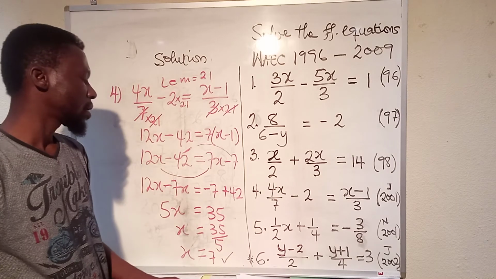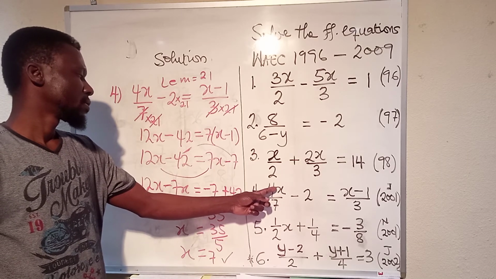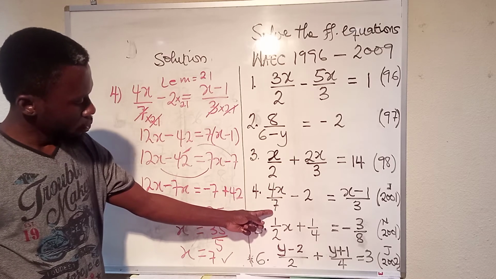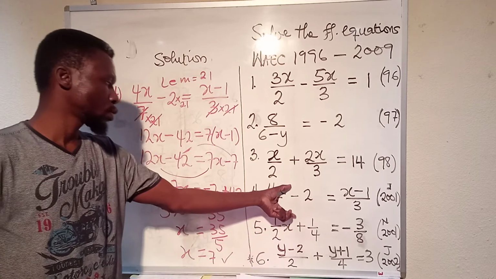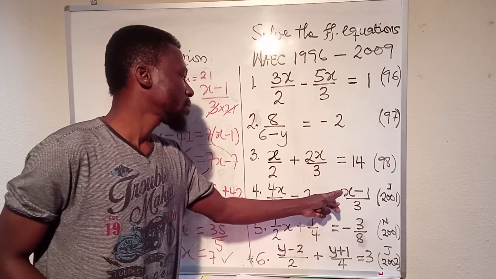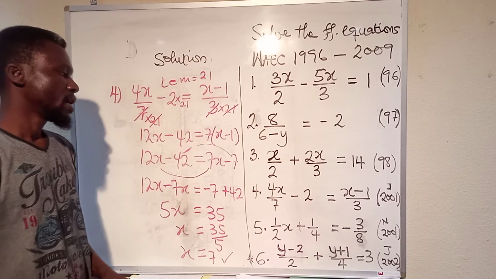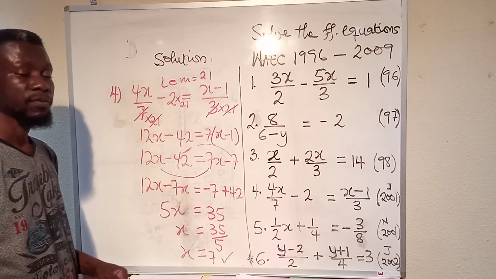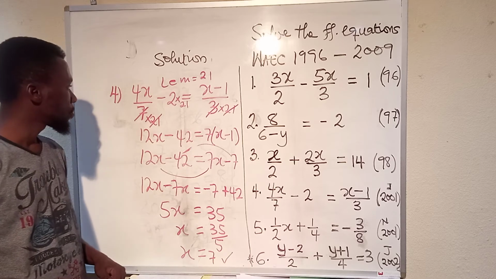So quickly, if you want to check, 4 times 7 is 28. So 28 divided by 7 will give us 4. 4 minus 2 will give us 2 on the left-hand side. Let's see the right-hand side. This is 7. 7 minus 1 will give us 6. 6 divided by 3 will also give us 2. So the answer is correct for x is equal to 7. The left-hand side of the equation is equal to the right-hand side when x is equal to 7. All right. So that is the answer to this one.